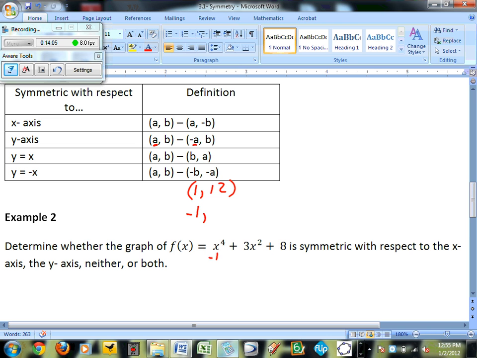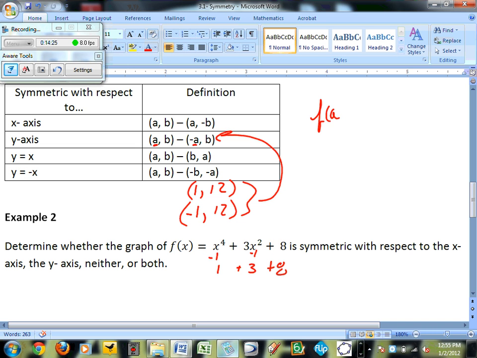So negative 1 to the 4th power is going to be a positive 1. Negative 1 squared is a positive 1, so that's plus 3, and plus 8 is 12. All right, so this is saying that there's a good chance that it's symmetric to the y-axis. Again, we said 1 point can't prove that. So let's look at this.